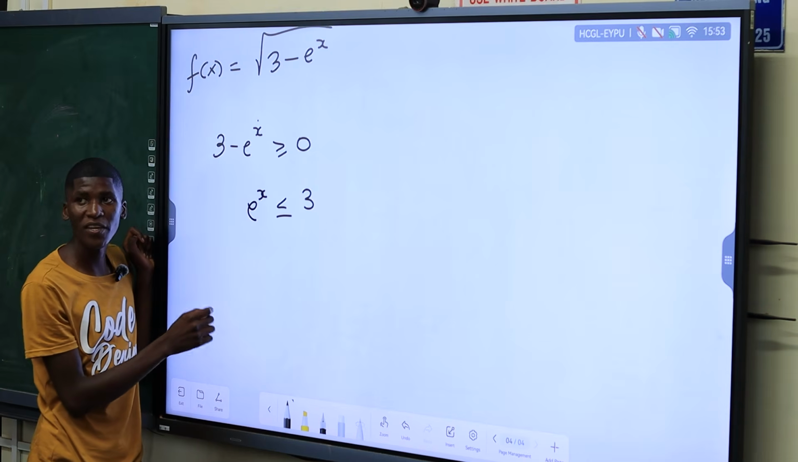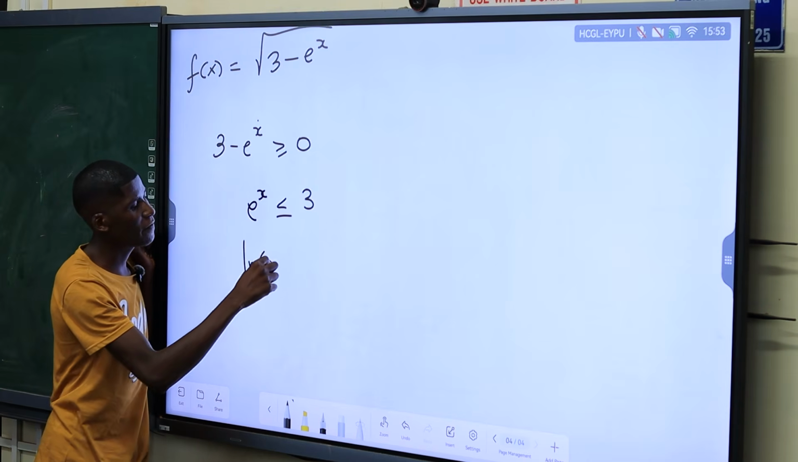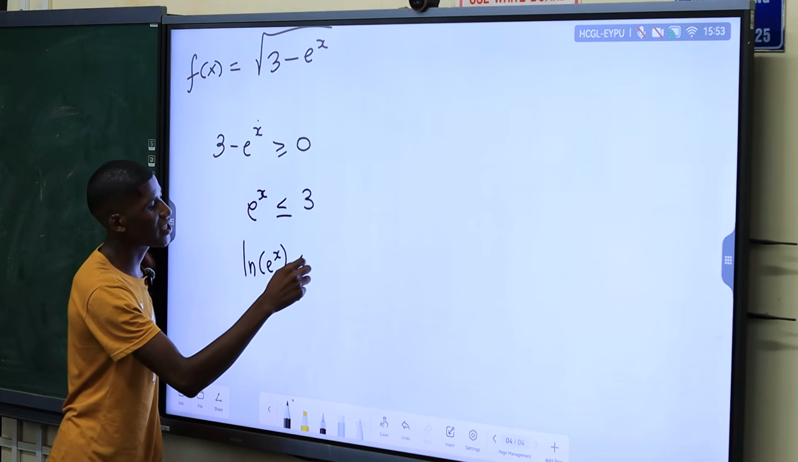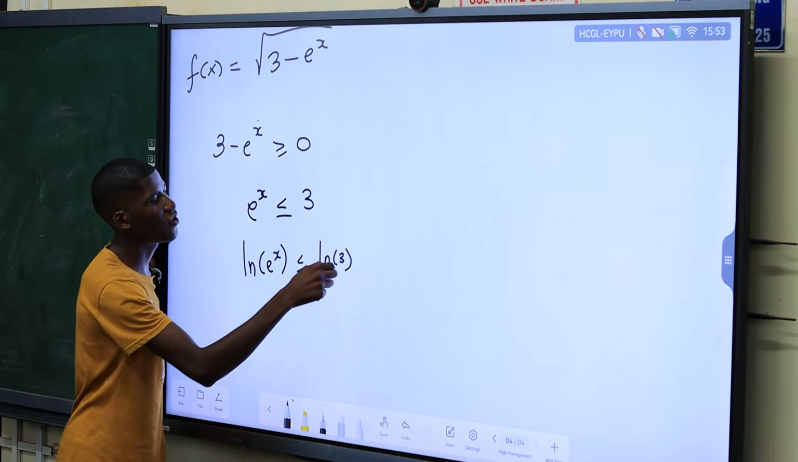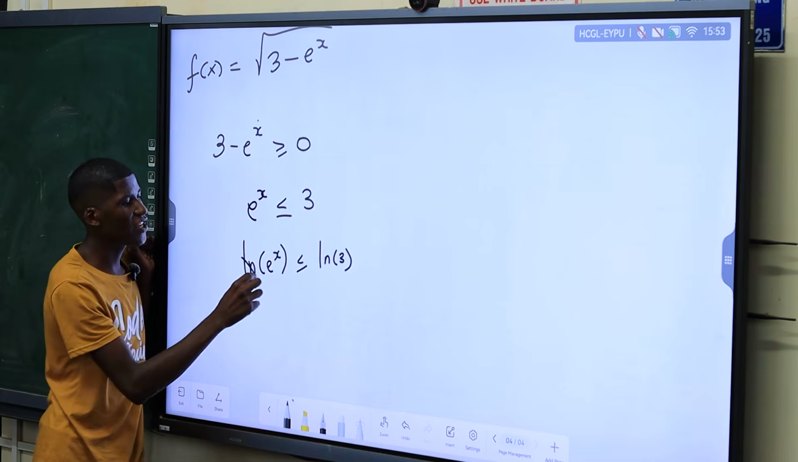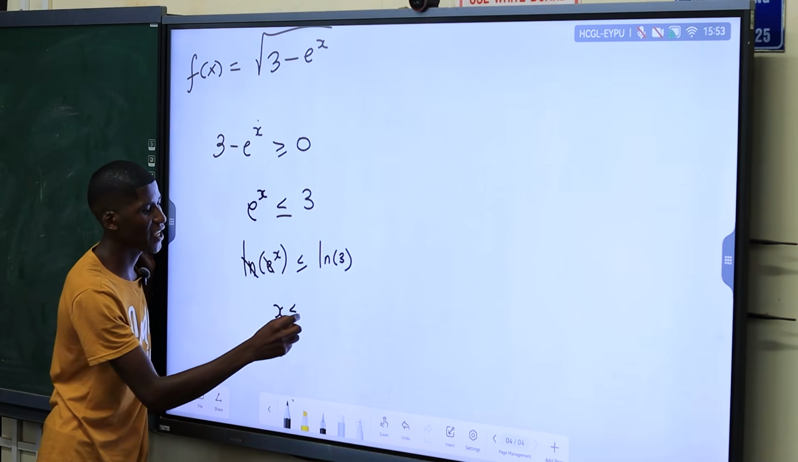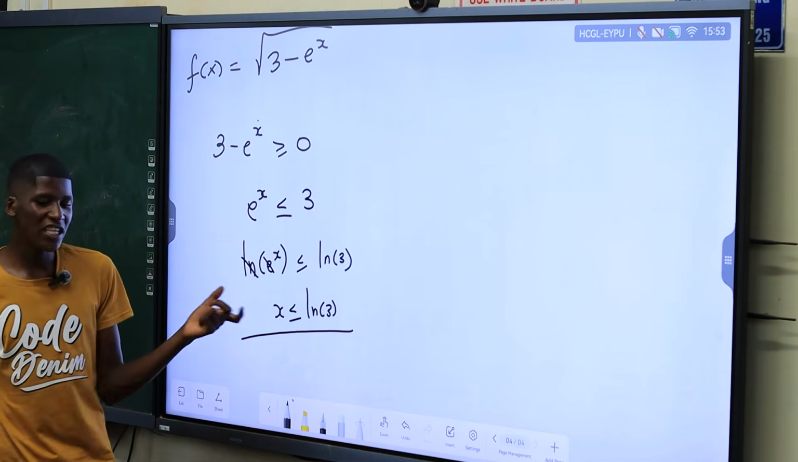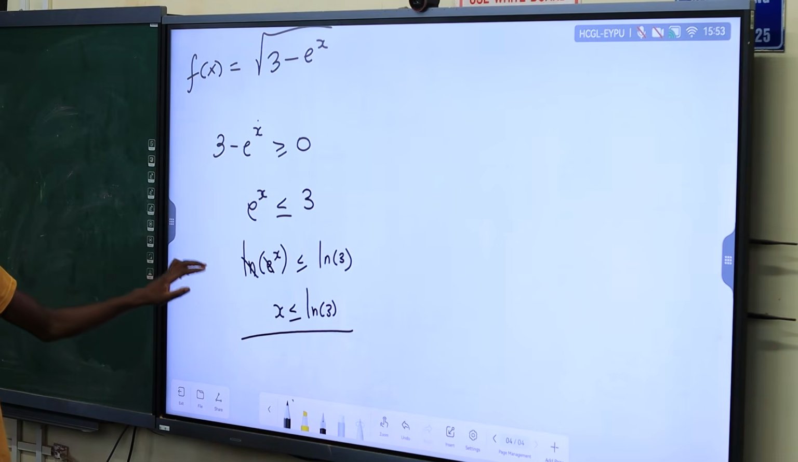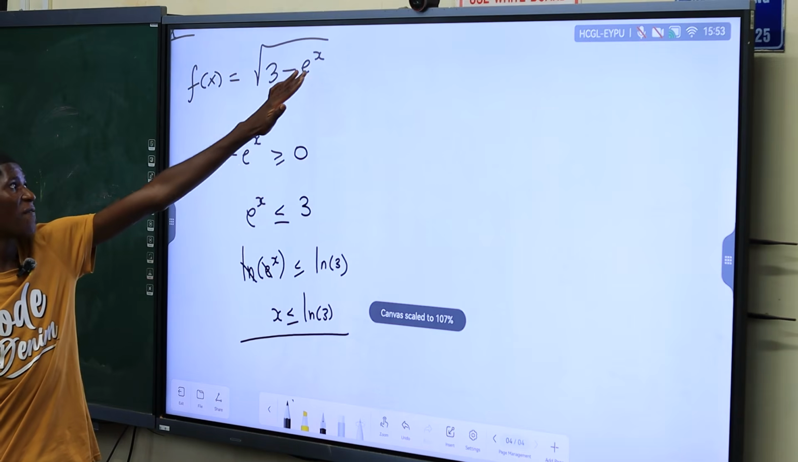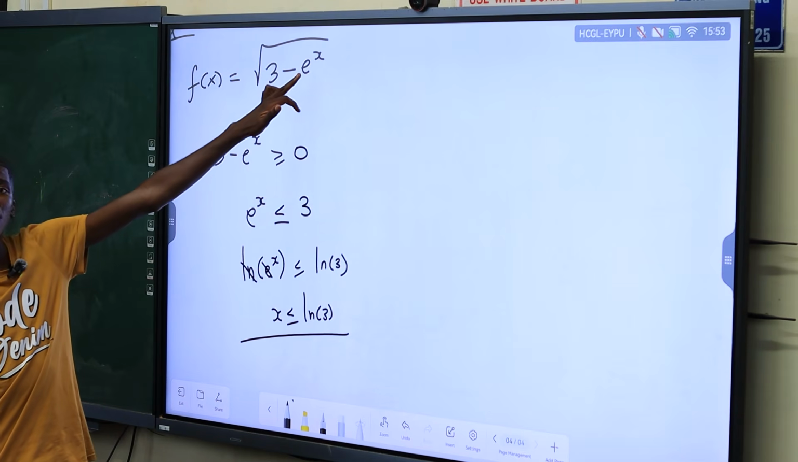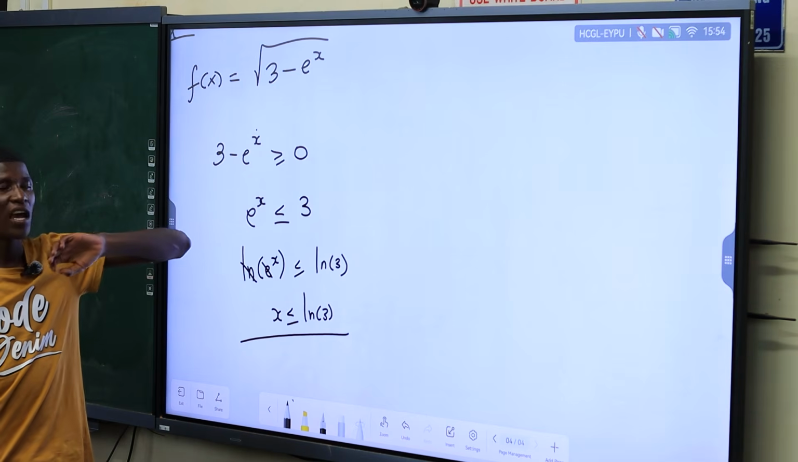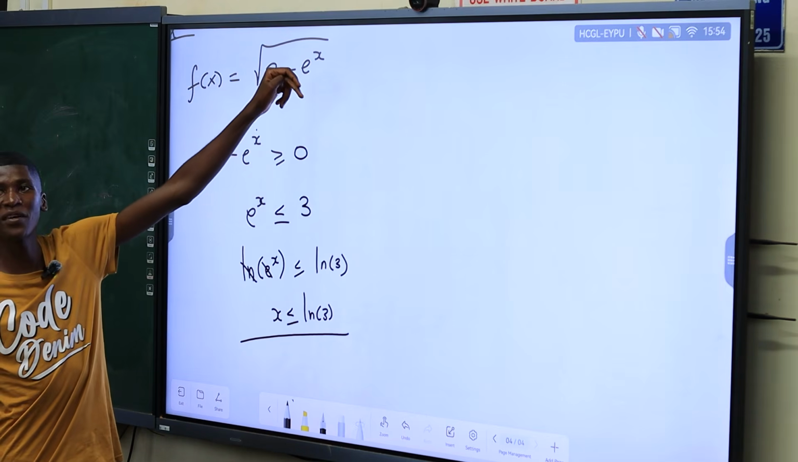Take ln on both sides. ln of e to the power x is less or equal to ln of 3. So the ln cancels, such that x must be less or equal to ln 3. So for this function to be defined, its domain will be given by x less or equal to ln 3. If you substitute ln 3 there, the e and ln will cancel.